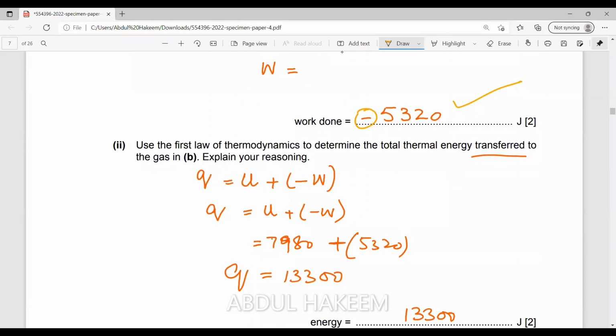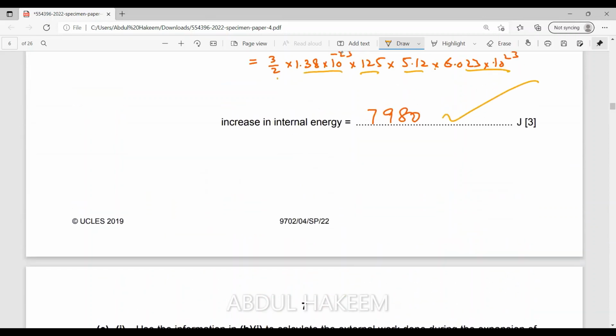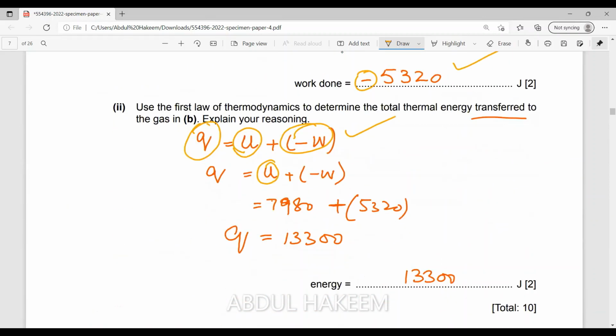Next, use the first law of thermodynamics to determine the total thermal energy transferred to the gas, and explain your reasoning. According to the first law of thermodynamics, Q is equal to ΔU plus W, meaning heat supplied equals increase in internal energy plus work done by the gas. You have calculated ΔU, which is 7980, and the work is also calculated. So the total heat supplied is 13,300.